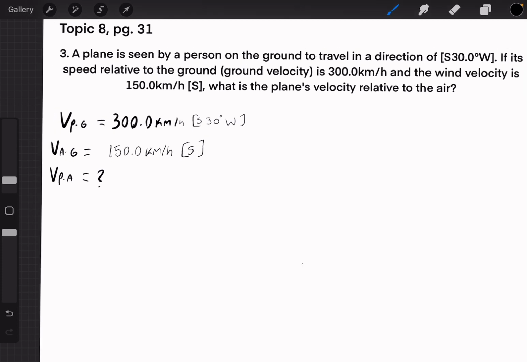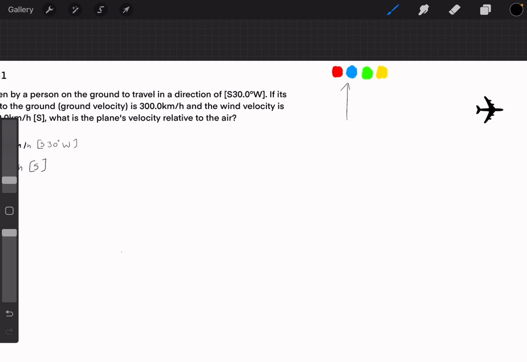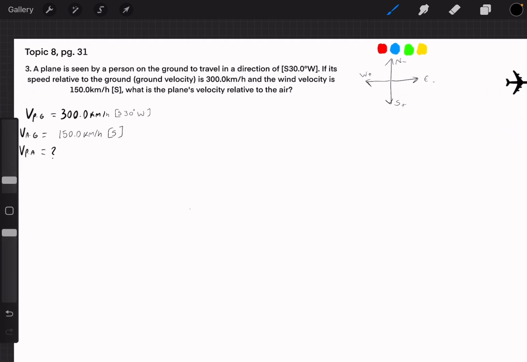Okay. Let's create a reference frame real quick. So we're going to have north, east, south, and west. Since only south and west have come up, I'm going to make north and east negative and south and west positive here, okay? Perfect. Let's check our values one more time. That looks like everything should stay positive.